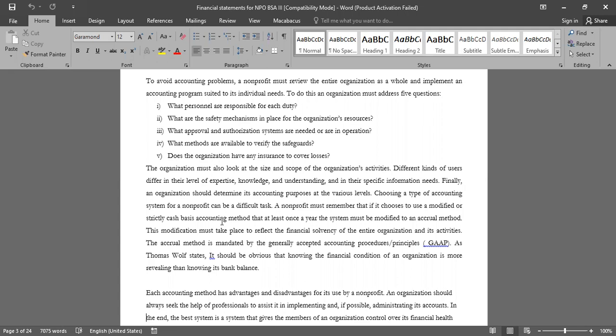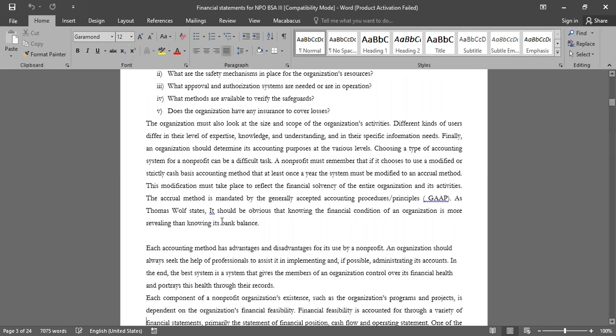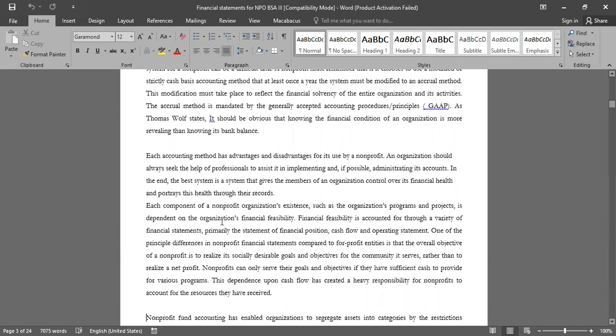I think the list could be longer, but there are mainly 5. So I won't go into that. Of course, we prepare these statements based on generally accepted accounting principles.